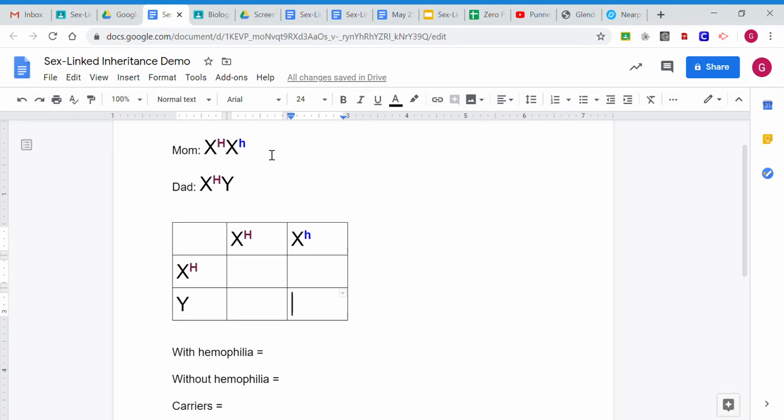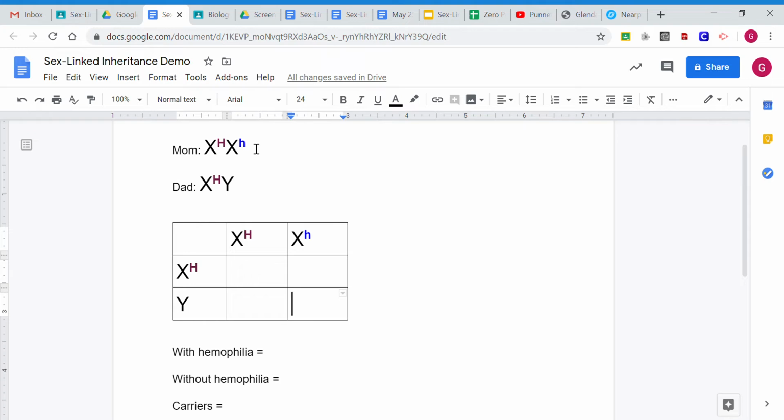So right here, I am going to show you how to do a monohybrid cross associated with sex-linked inheritance. Please pay attention to the cursor. So we have parents. Here's mom, here's dad. This is mom's genotype. So she has one dominant allele and one recessive allele. Note that we are still talking about hemophilia. This is dad's genotype, and dad has the dominant allele, and of course he has the Y chromosome.